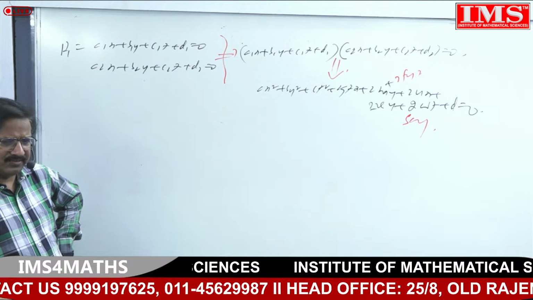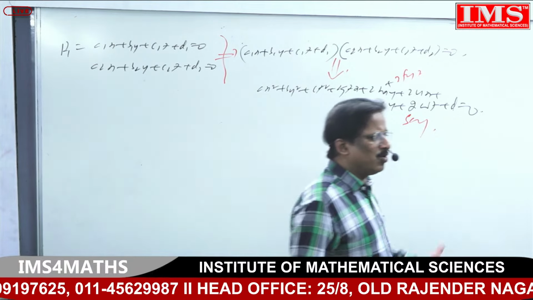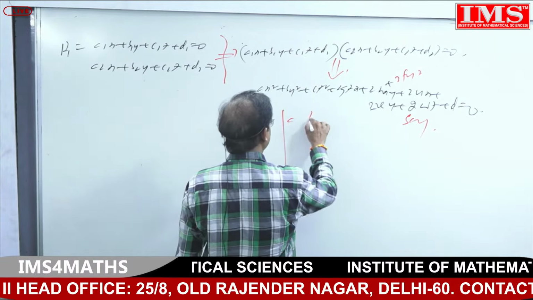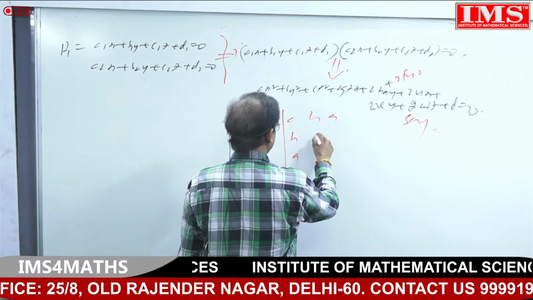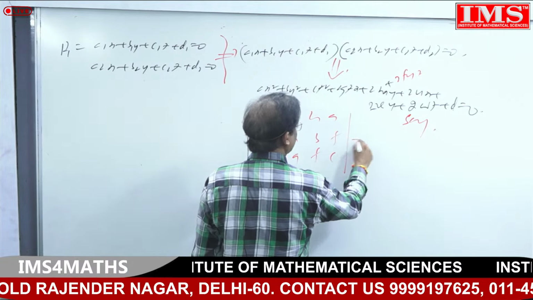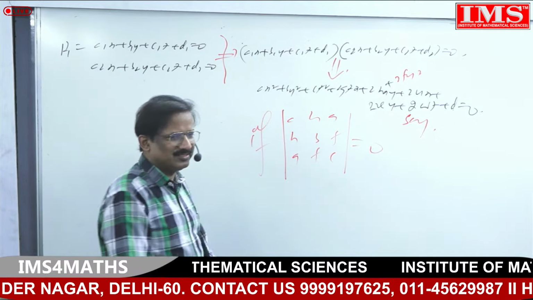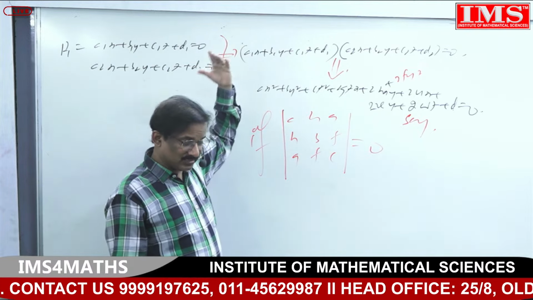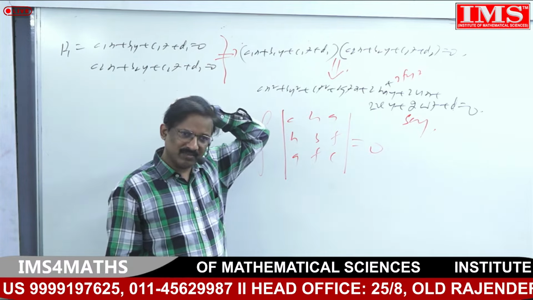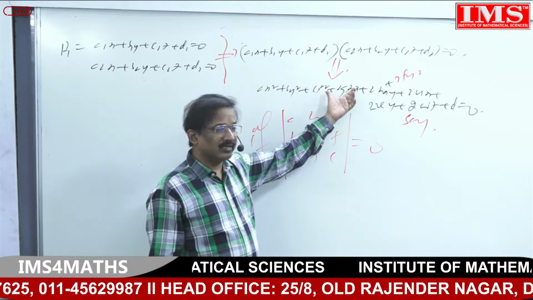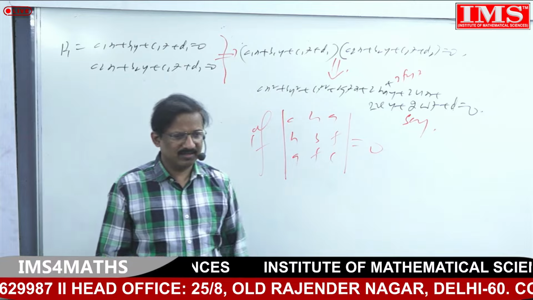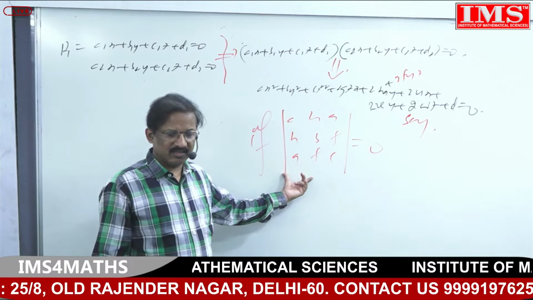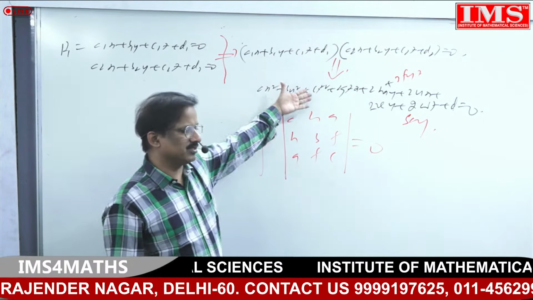You know what I'm trying to say? We shift this into homogeneous form, and again we look at the same condition: a h g, h b f, g f c, determinant is equal to 0. If this holds, then this equation represents these two planes. I'm saying this because I can shift this equation into homogeneous form, then I'll check this condition. If this is satisfied, this equation represents these two planes.